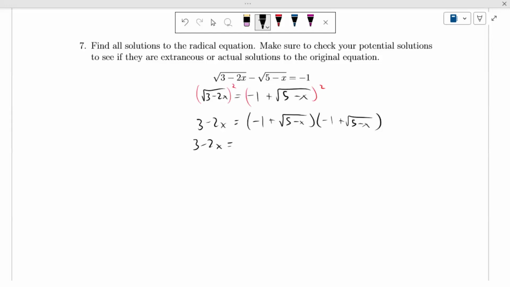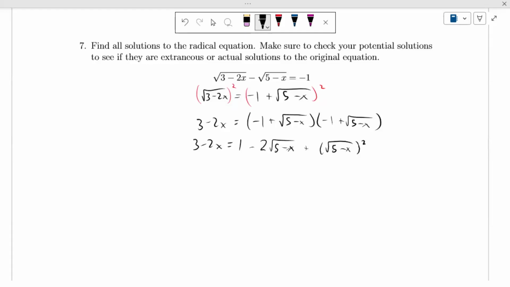So I get 3 minus 2x is equal to, well, -1 times -1 is +1, right? And then I get -1 times this, which will be minus a square root of 5 minus x, okay? And then I get square root of 5 minus x times -1, so it's minus another copy. So we get -2 times the square root of 5 minus x, right? And then we get plus the square root of 5 minus x times the square root of 5 minus x, right? Which is just the square root of 5 minus x quantity squared.